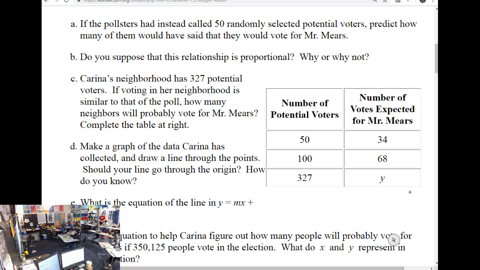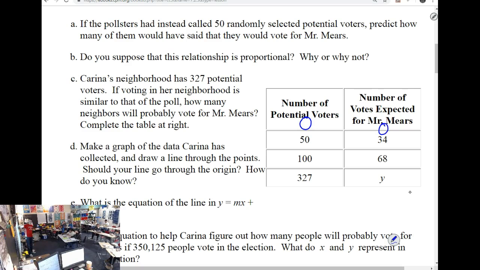Do we think we're good? I got a question. Right when I show up to call these people, how many people have been called and how many people told me they vote for Mr. Mears? Right when I show up, I have not done my job yet. I'm this pollster. So we have 0 and 0.